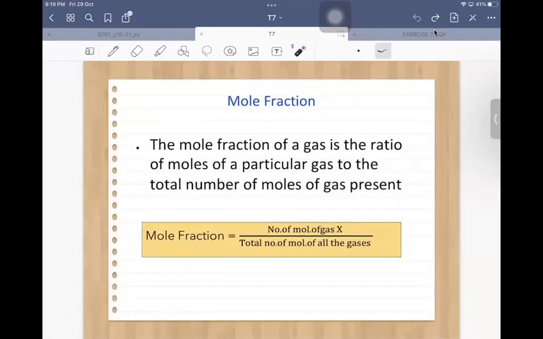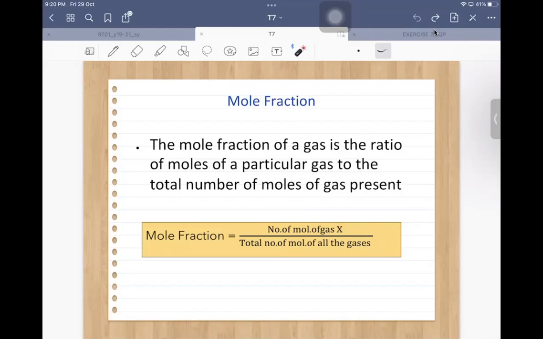Before we look at how to calculate partial pressure or what a partial pressure is, we first look at mole fraction. The mole fraction of a gas is the ratio of moles of a particular gas to the total number of moles of gas present. So this is like, if I use our classroom as a scenario: if I want to talk about the mole fraction of boys in the class, I would take the total number of boys over the total number of students in the class. So that's the mole fraction for boys.